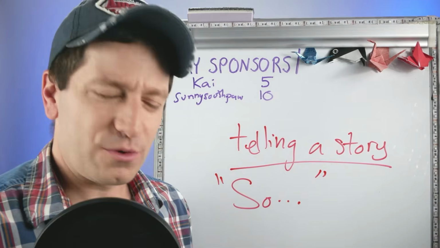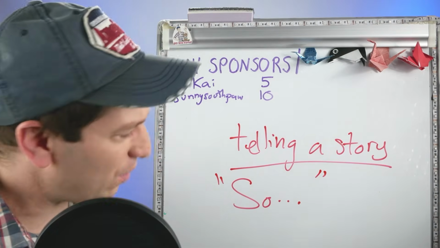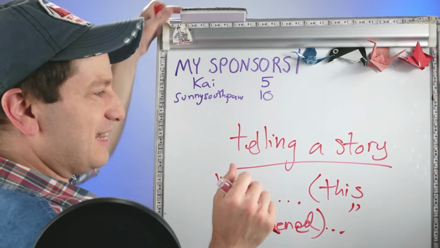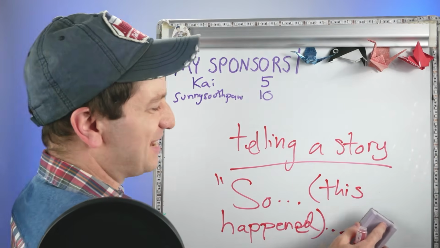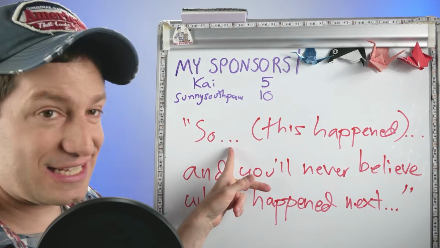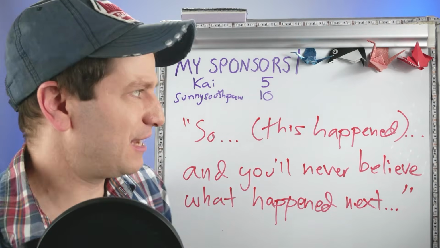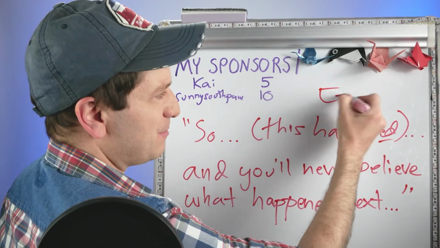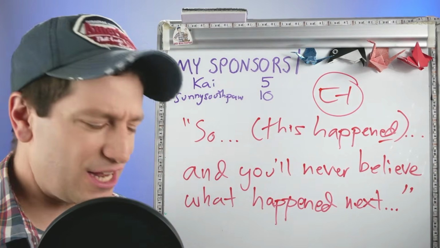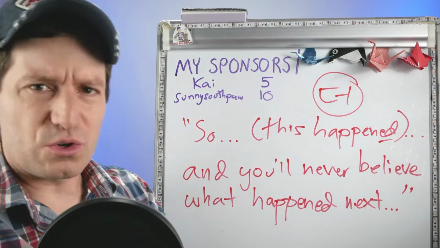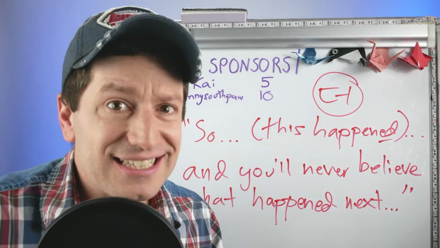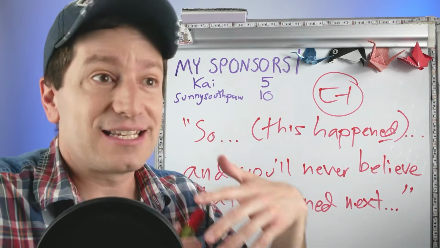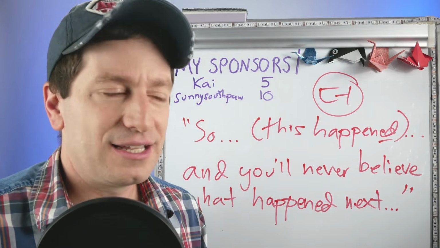You might start a story with like, so this happened. And the key point is, oh wait, I'm already out of space. Let me make some more space. So you see, so this happened, again, happened. It's past tense because it has 더. So it's past tense. You're telling a story of something that already was or already happened. So this happened and you'll never believe what happened next. Like I'm going to tell you something that's unexpected or surprising that happened after.